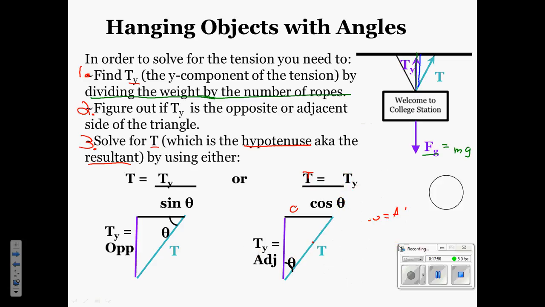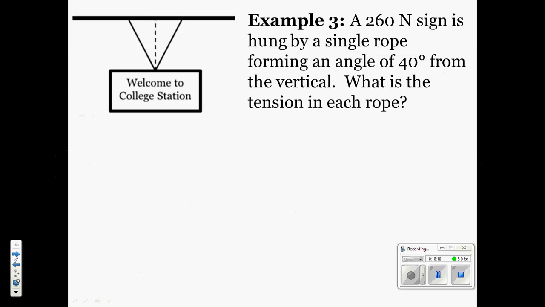So with that, let's do a problem. You pause this as you need. So we have a sign that says welcome to College Station. And the one rope makes two sides. So essentially I have two sides, two ropes. I have to look at it that way.